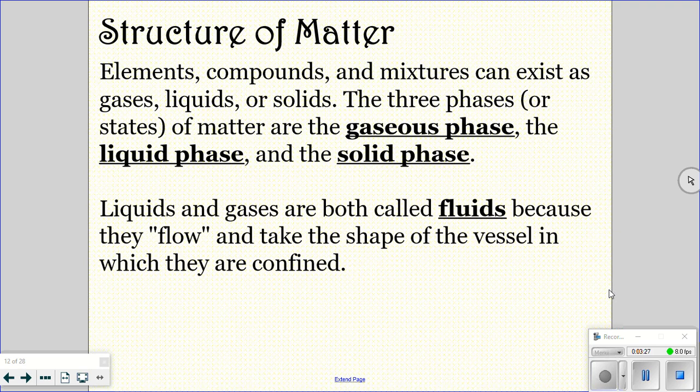Liquids and gases are both called fluids because they flow and they take the shape of the vessel in which they're confined. You're never going to see a balloon that has an indentation unless that's how it was formed, because the gas is always going to fill it and expand it as much as it can. Same thing with liquids. When you pour something in a glass, it's not going to leave a little spot unfilled. It's just going to start at the bottom and fill its way up.